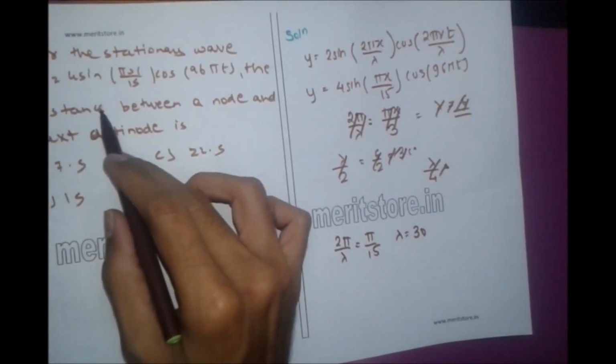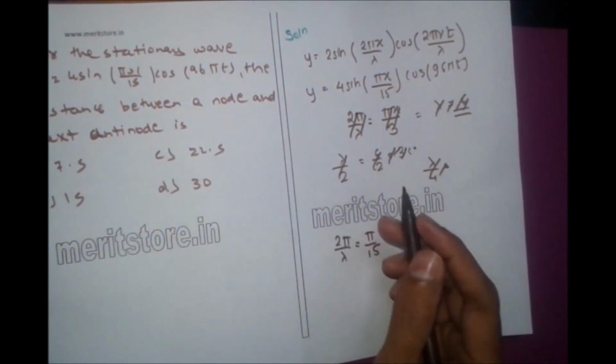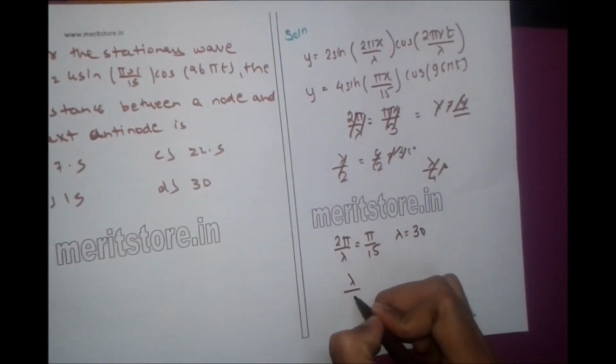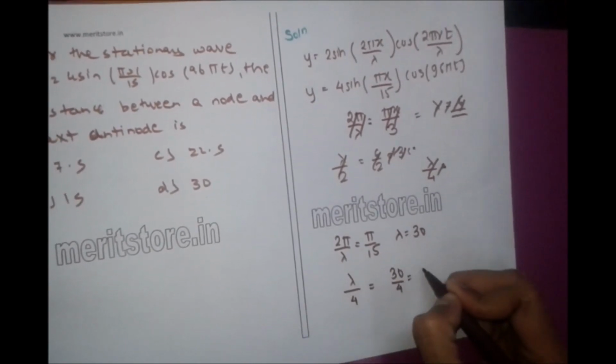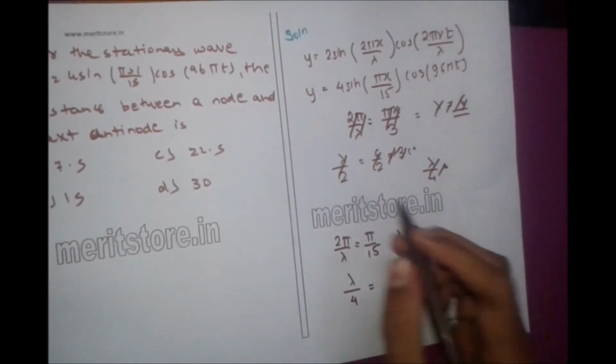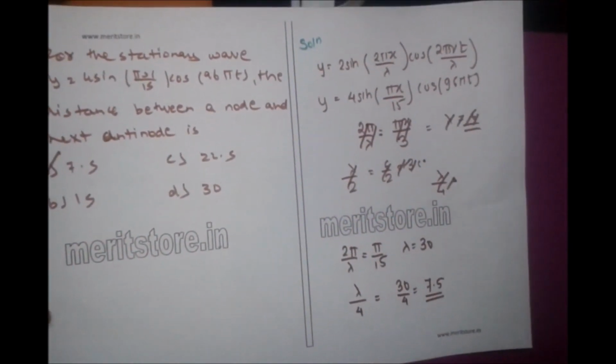Now we need the distance between a node and the next antinode. That distance is given by λ/4. So λ is 30, divided by 4, which gives you 7.5. So the distance is 7.5, and option A is the correct option.